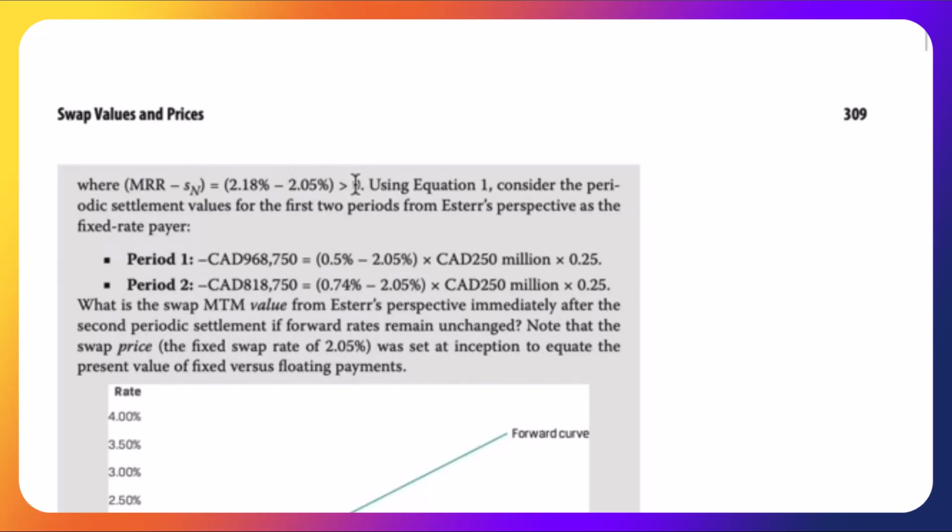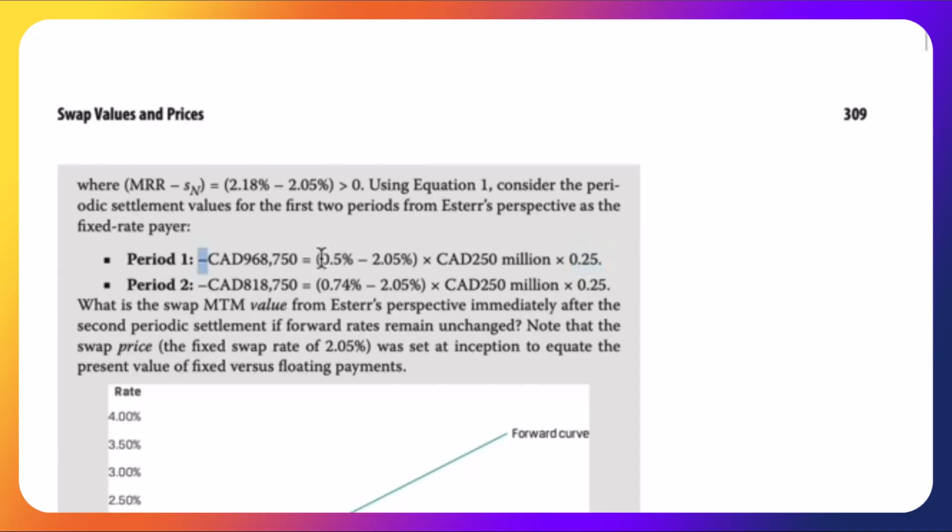Using equation 1, consider the periodic settlement values for the first 2 periods from Esther's perspective as the fixed rate payer. So here's the difference in rates. There's the floating rate minus the fixed rate. We see that's going to be negative, multiplied by the notional amount of $250 million, and the period is 1/4 of a year, a 3-month period. So you can put 0.25 here, 3/12, however you want to write it. We should get a negative number, and we do.